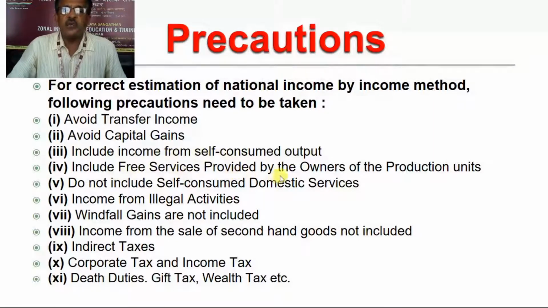Include free services provided by the owners of the production units. So the owners of the production units, during the production process, contribute so many things to the production process. That is, he may contribute his own labor, he may contribute his own capital, he may use his own building or land for the purpose of production units. So it can be included. That is, the imputed values of all those services can be included in the national income.